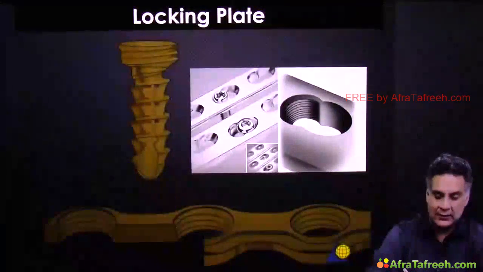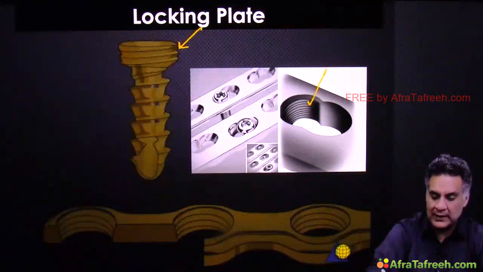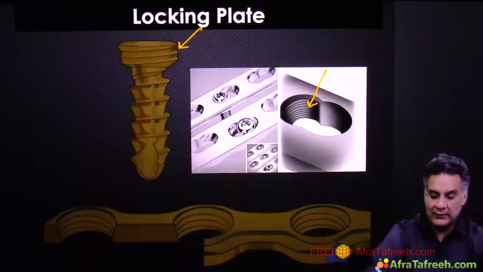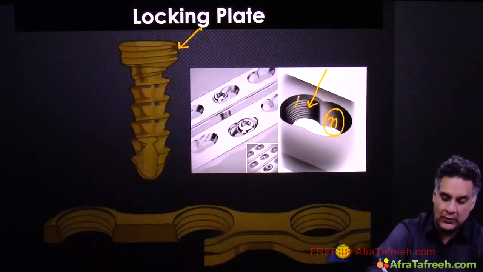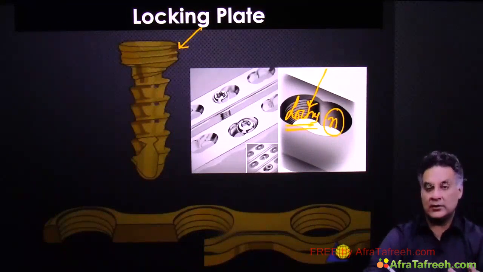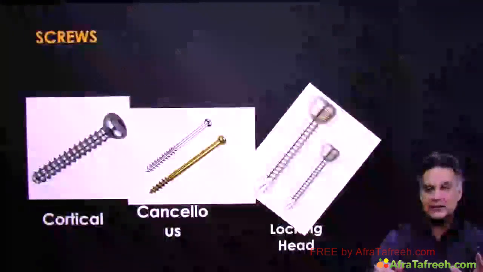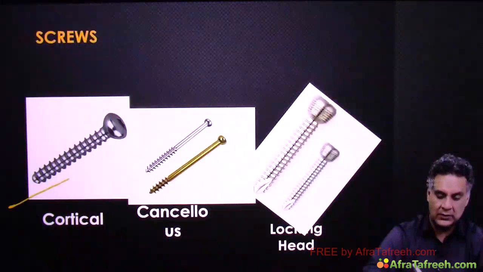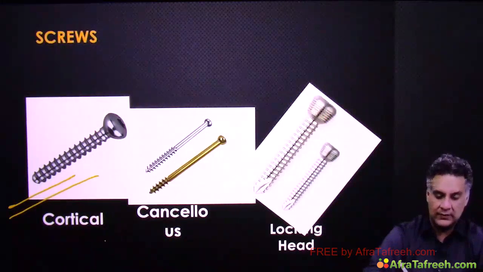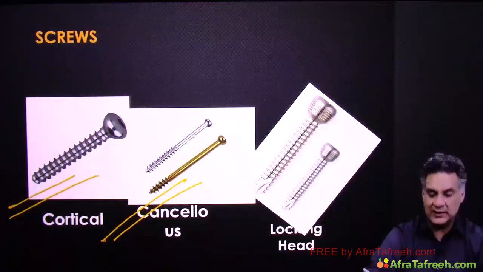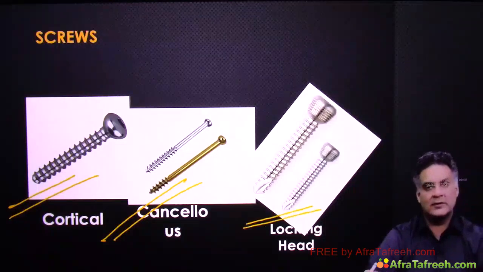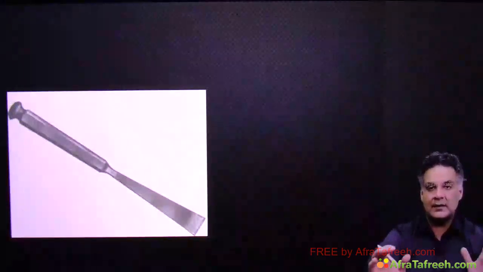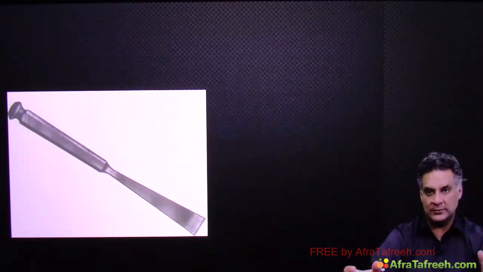So then came the locking plates, locking screws, and the combi holes, where a normal screw or a locking screw can go. So these were the locking screws. And these are different types of screw: the cortical screws for the cortical bones, the cancellous screws for the cancellous bone, and the locking screw for the locking plates. Some of the instruments used in orthopedics.